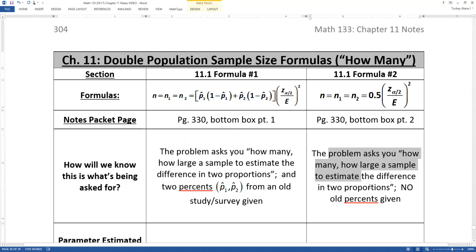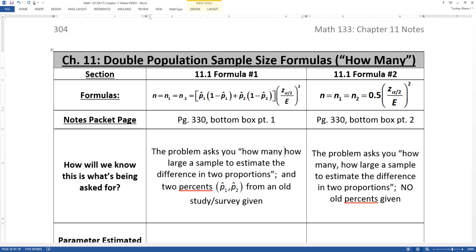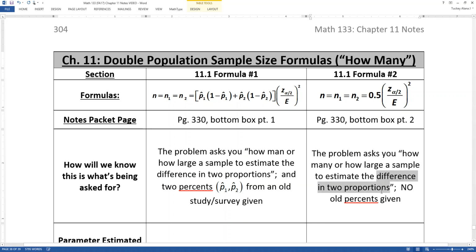Now the one on the right is you have no old percentages given. You're still asked how many or how large a sample must be used to estimate the difference in proportions. So if you see how many questions or how large a sample questions to estimate the difference in two proportions, but no old percentages are given, then that's the one on the right.